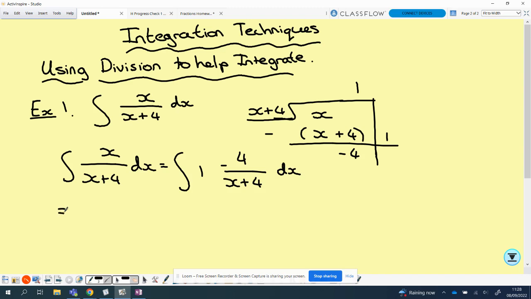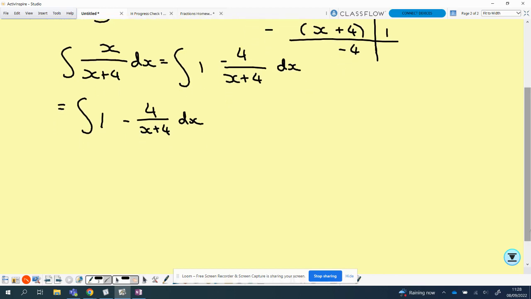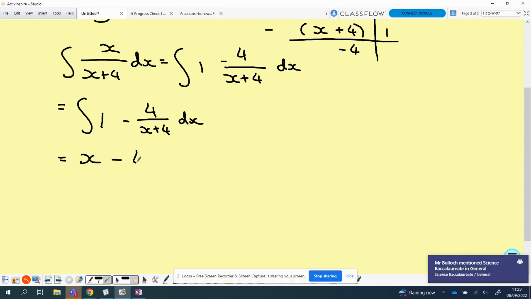Now just to tidy that up so it looks a bit more proper, we'll put the minus out to the front. So minus 4 over x plus 4 dx. Okay, and now I can integrate both those terms. If I integrate 1, I get an x. If I want to integrate this, well, the 4 is going to be at the front. So I've got something over x plus 4, which is in your formula sheet.